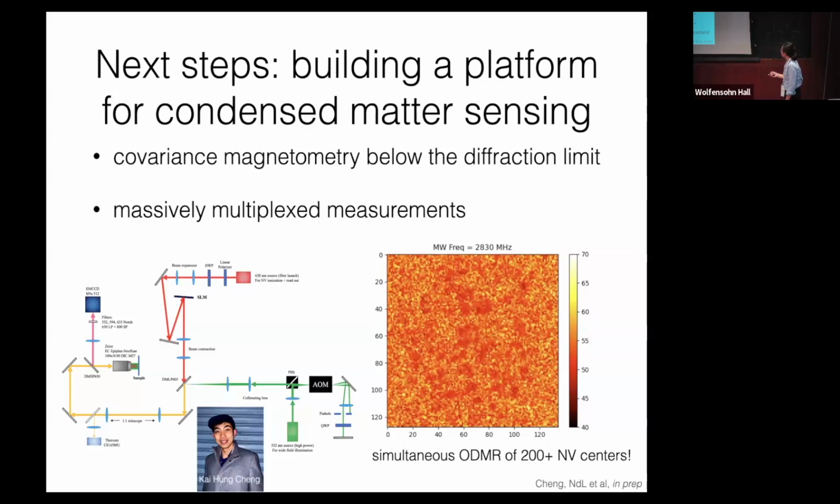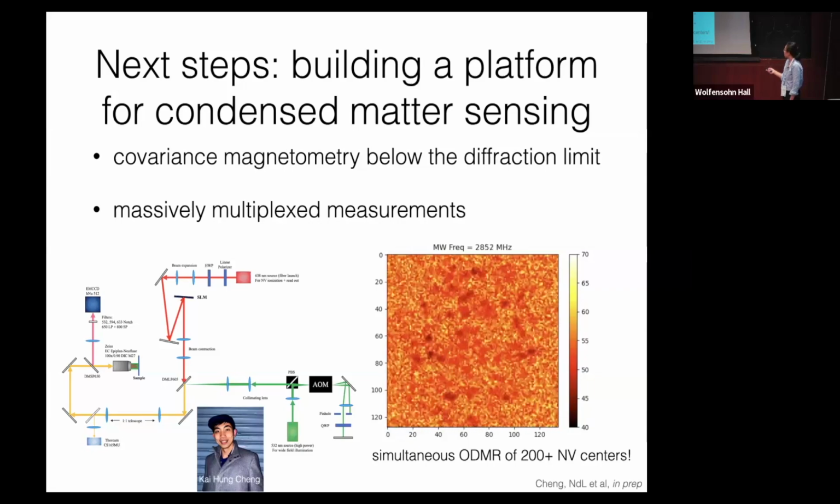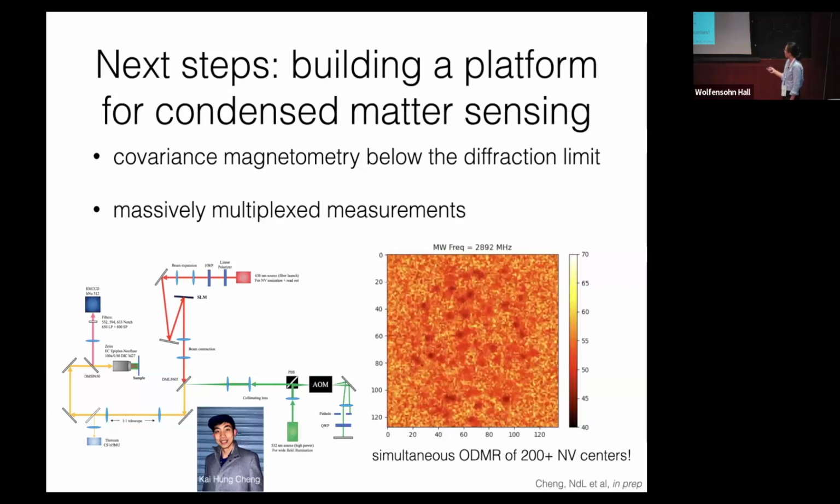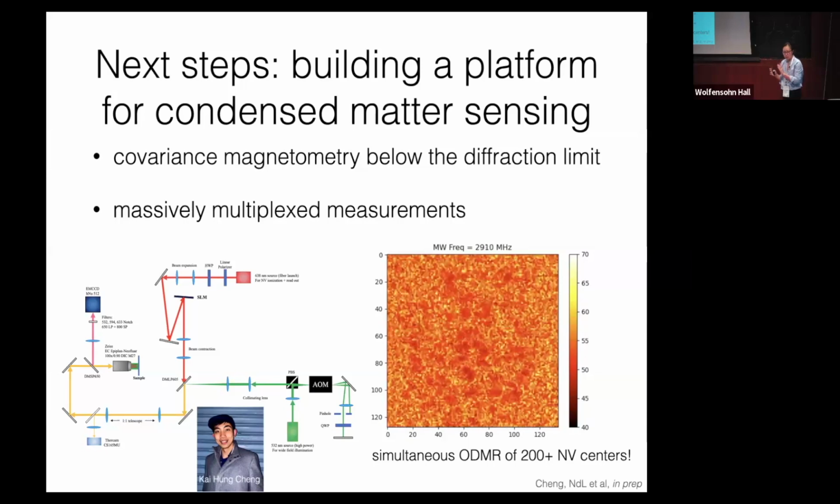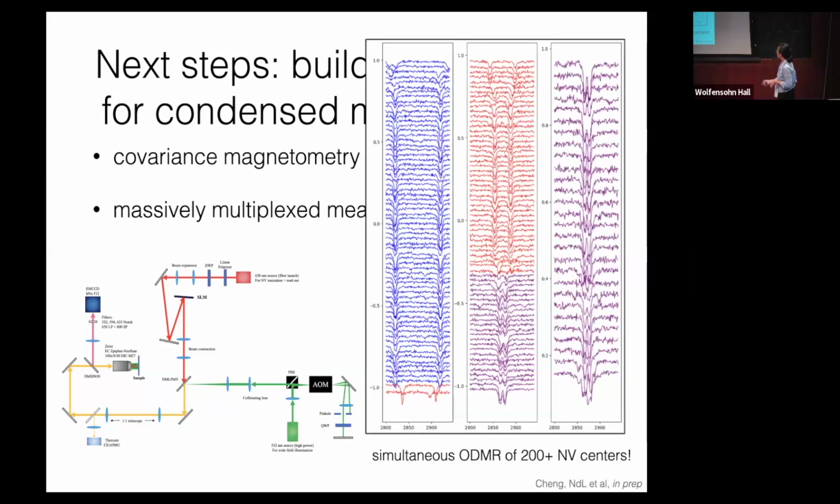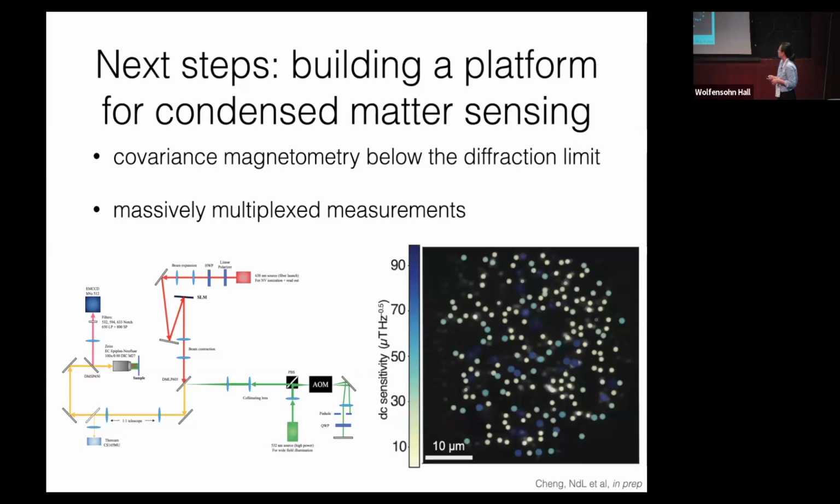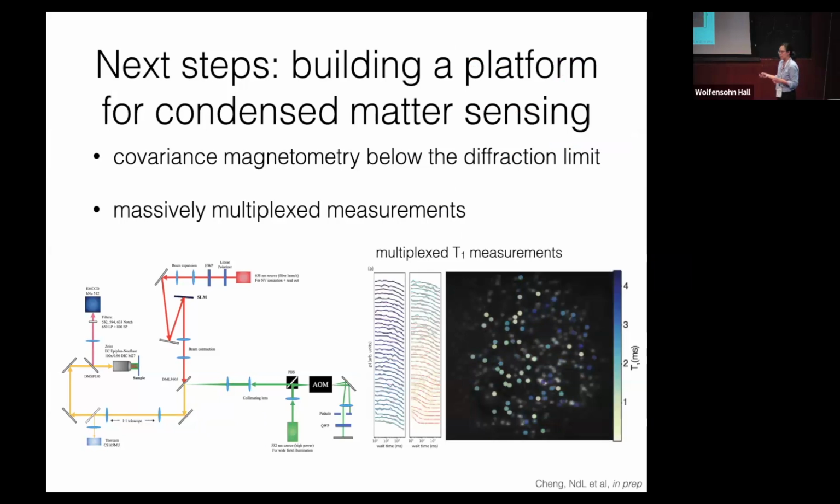So this is now, let me just play that again. This is a wide field image where we can do simultaneous ODMR of 200 something NV centers. What you should see is as I scan the microwave frequency, there are little things that go dark. And they go dark at different times because they have different orientations. So we can turn this into spectroscopy and do ODMR over this entire field of view very easily. We can translate this into a DC sensitivity map. We can do dynamics, so we can measure all of these NV centers at the same time and do T1 measurements over, this total field of view is probably something like 40 microns by 40 microns.